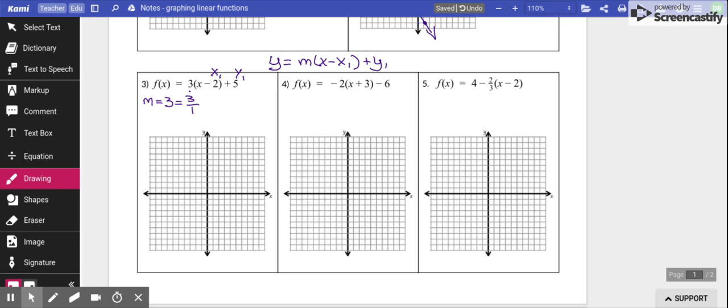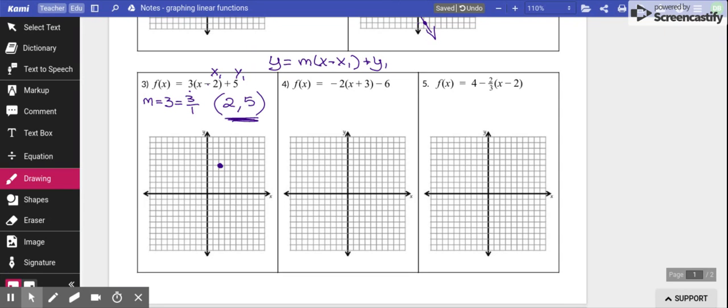You see how in this form, it's x minus x1, and then it's plus y1. So since this is a minus right here, I know my x value is 2 and my y value is 5. This is my starting point. So I'm going to come on my graph to 2 and plot that starting point. Notice that's different than the y-intercept.